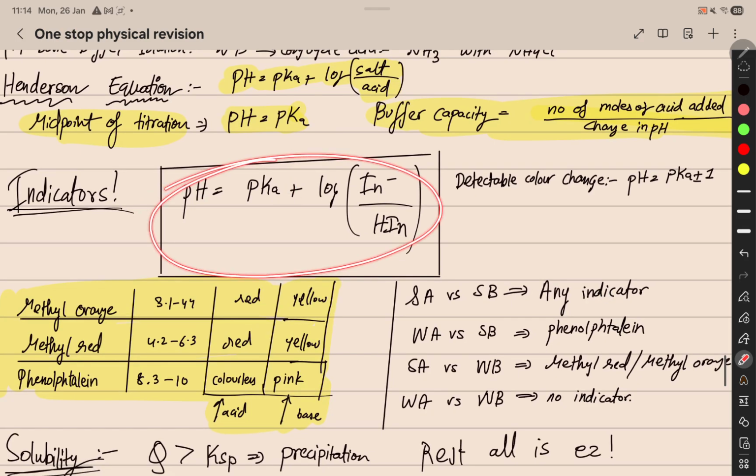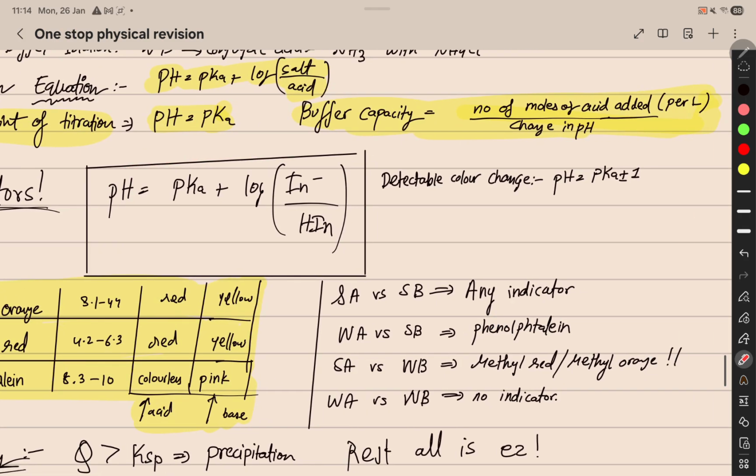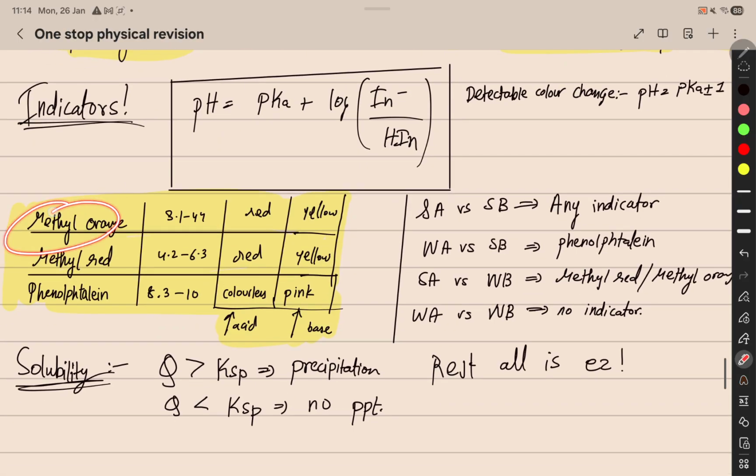For indicators, pH is equal to pK plus log of In minus by HIn. A detectable color change occurs when pH is equal to pK plus or minus 1. Methyl orange turns red in acidic medium and yellow in basic medium. Methyl red turns red in acidic medium and yellow in basic medium. Phenolphthalein is colorless in acidic medium and pink in basic medium.